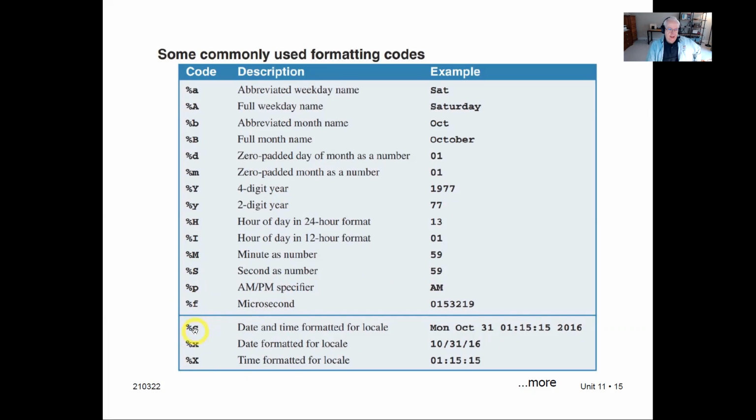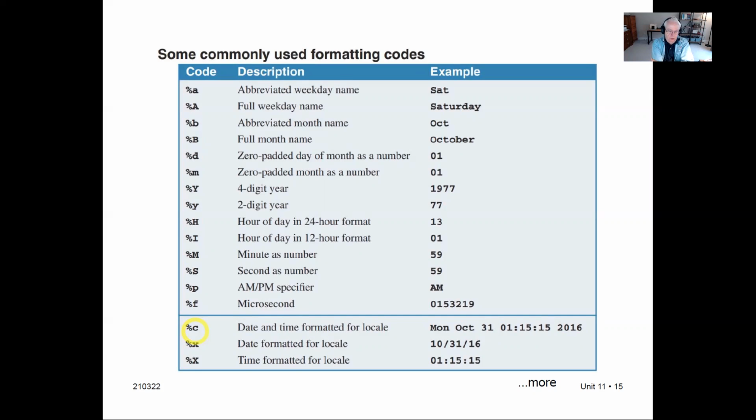%c, lowercase c, is a really interesting code because that returns the date and time formatted for your locale. Remember, we studied locale just a few days ago. And so we import locale into our program and set it up. Then we can change the format very simply for our datetime objects. And so %c will take advantage of that locale in your program.